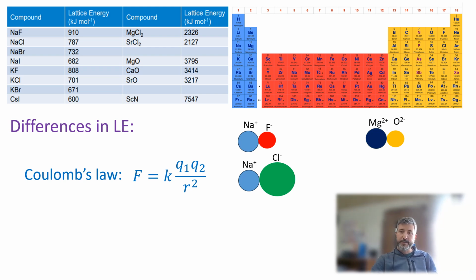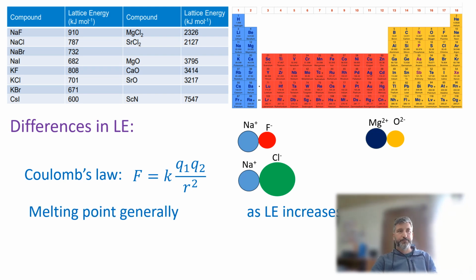So the next thing we need to talk about is, okay, if we understand the relationship between charge and lattice energy and between size and lattice energy, we can make a lot of predictions, not only about the lattice energy, but also the properties. So for example, how would you finish this sentence? Melting point. Do you think it's going to be higher if a compound has a higher lattice energy, or do you think it's going to decrease and be lower?